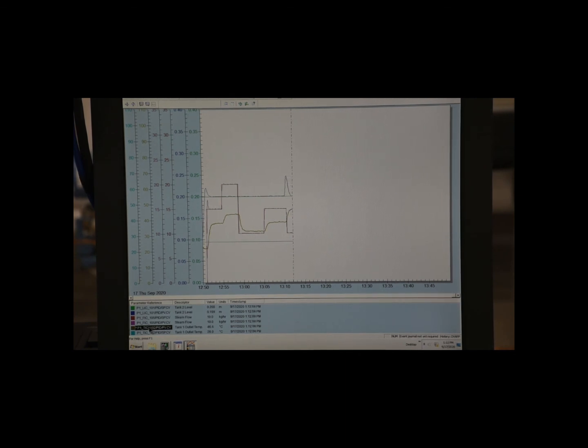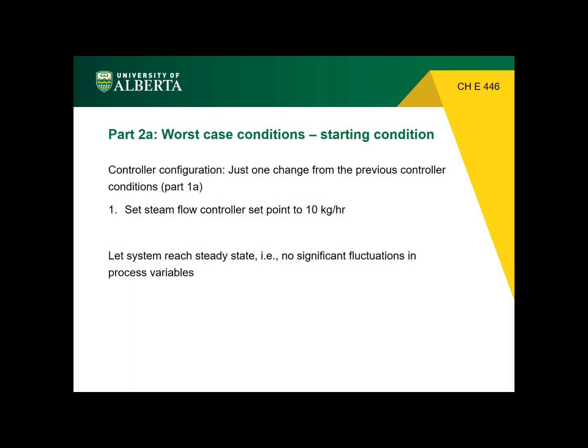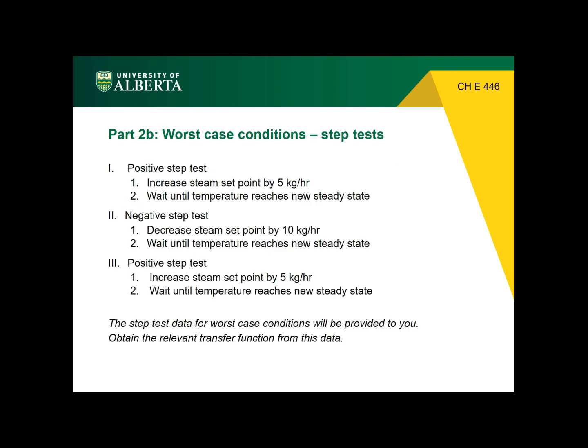And then we'll start the 3-step tests again, like we did before for the nominal case. Yeah, so now the steam flow rate is set at 10 kilograms per hour. And we have the same sequence, a positive step, a negative step, and a positive step.